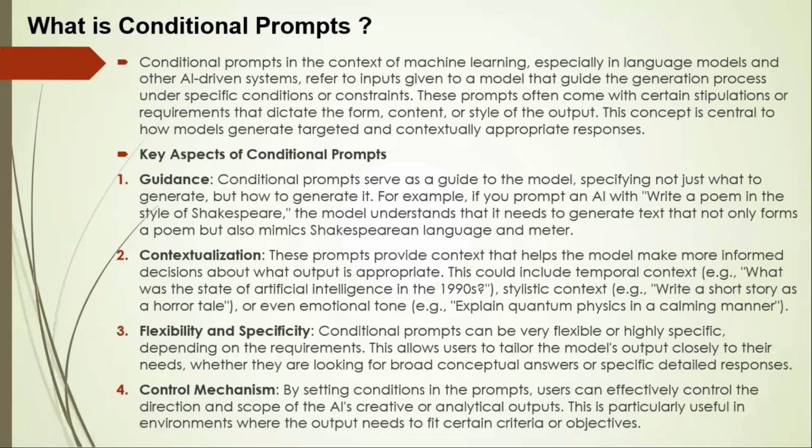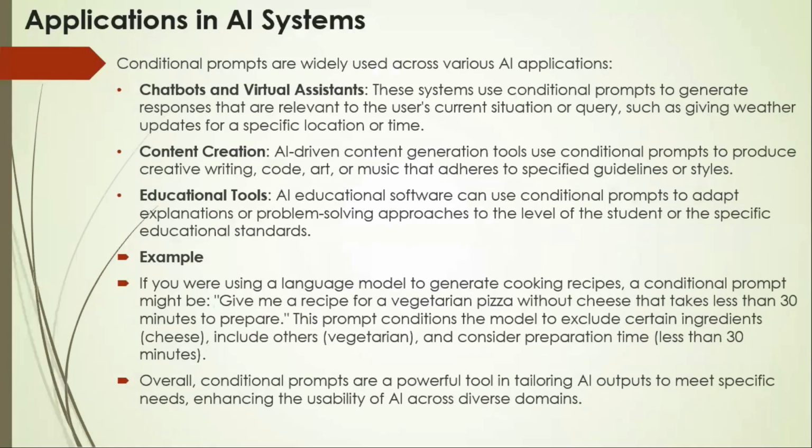It has flexibility and specificity, and it also controls the mechanism because we are putting the filter conditions. So we are controlling the mechanism. These are the benefits in conditional prompts. The very common examples or applications of conditional prompts are chatbots and virtual assistants. Okay. Content creation, like writing, codes, arts, because conditional prompts are mostly used in coding. The programming or technical prompting is mostly done through conditional prompting. Educational tools all use conditional prompting.